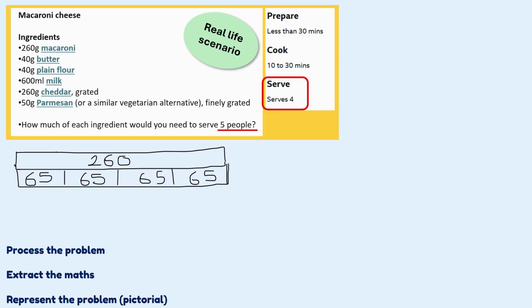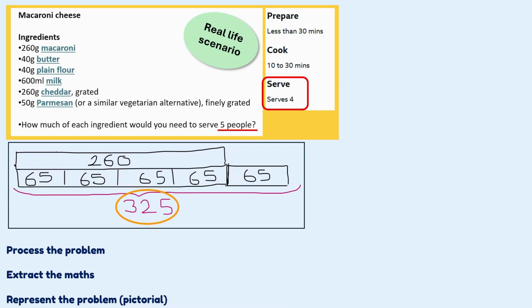So the next thing I'm going to do, because I need enough for an extra person, is I'm going to add another lot of 65 grams onto there, and then I'm going to work out the new total. So you could either add 65 together 5 times, you could do 65 times 5, whatever you prefer to get the new amount, which is 325.